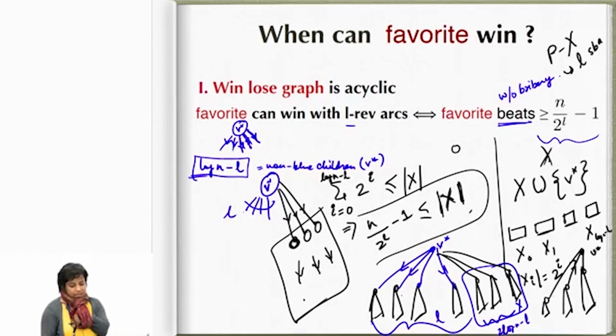So this is for an acyclic graph. Now tell me, where did I use the acyclicity property? You were not paying attention.